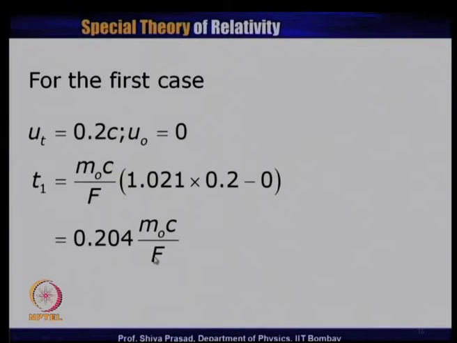So, the time taken for the particle to reach a speed of 0.2c will be given by 0.204 m_0 c upon f. Of course, this factor will be common in all my subsequent results. I will only be comparing this particular factor.